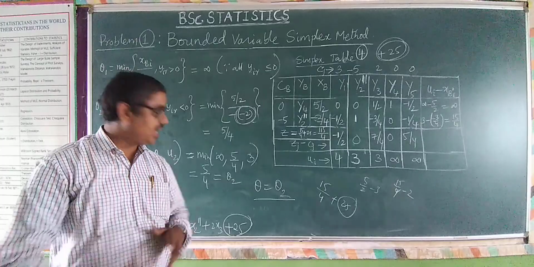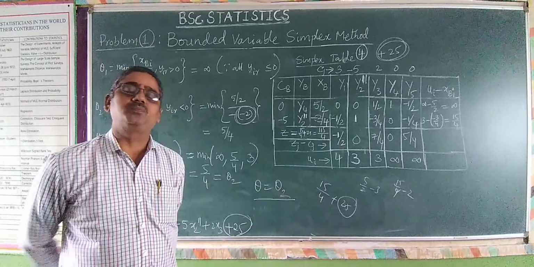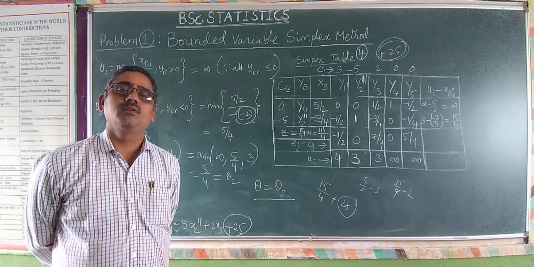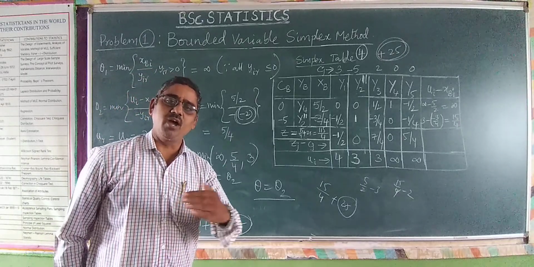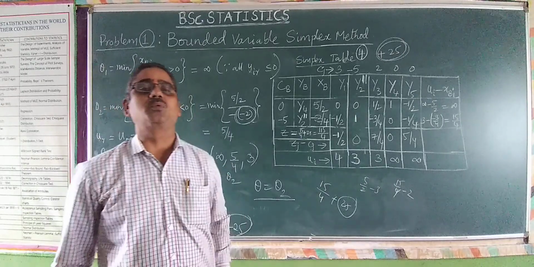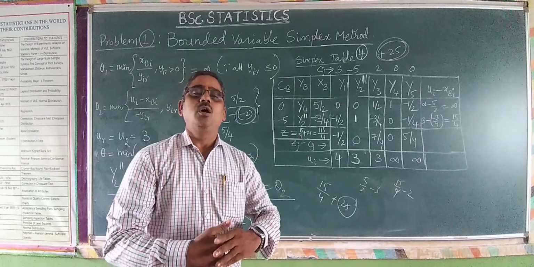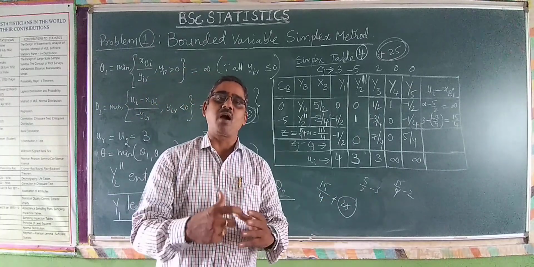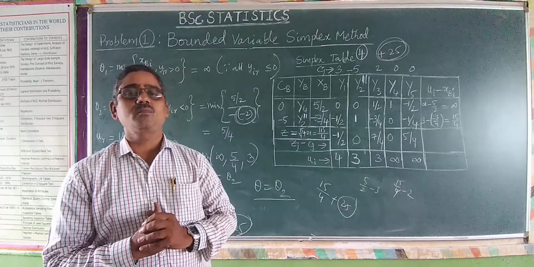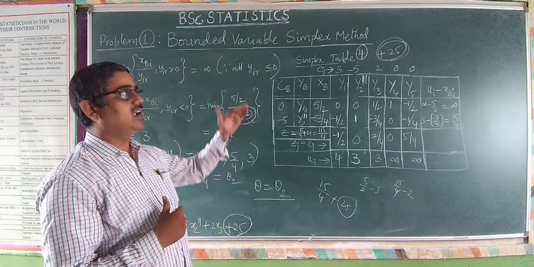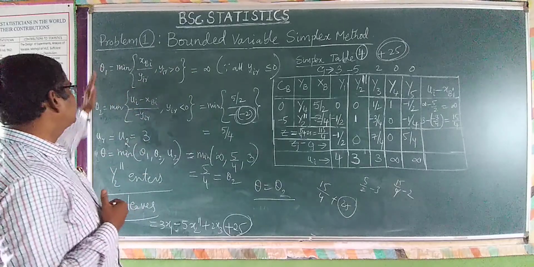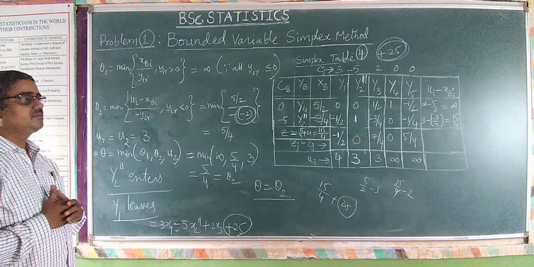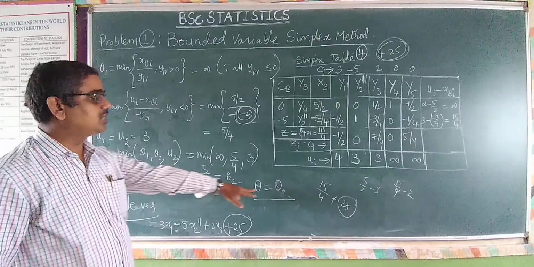We are studying the case of theta is equal to theta 2. In the entire part 4, we studied the case of theta is equal to theta 2. I repeat, what are the steps we calculated in part 4? At the end of simplex table 3, we calculated theta 1, theta 2 and UR. We got theta is equal to theta 2.